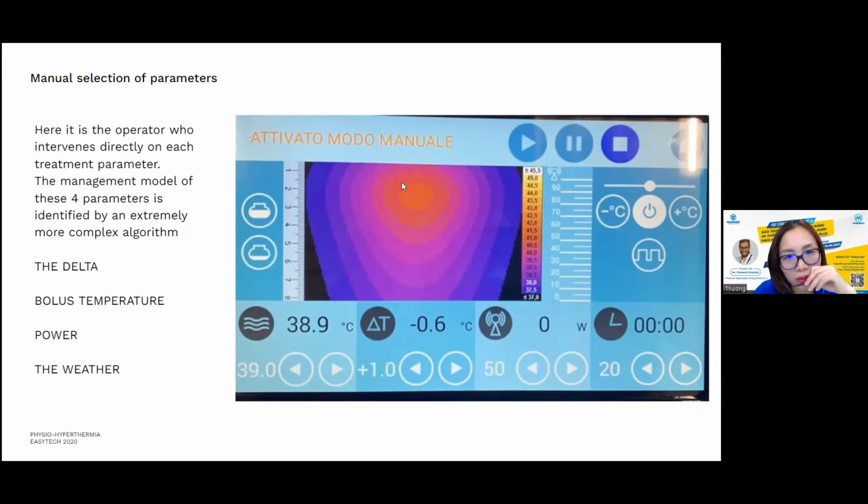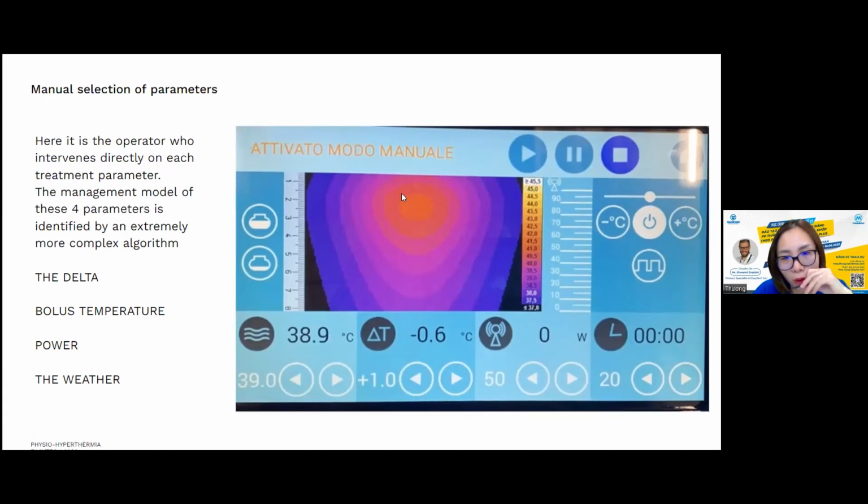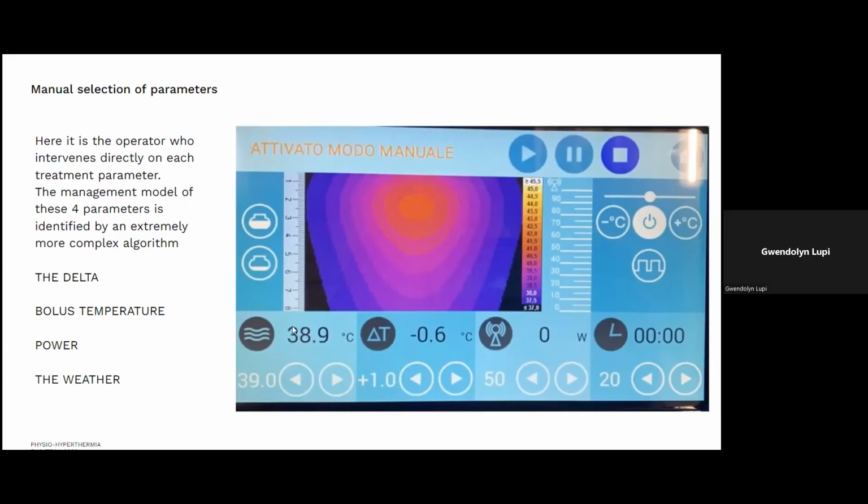Mrs. Lupi, can you explain in more detail about the four parameters in the next slide? Yes. So the first thing I think important is to explain the delta. What is the delta? What is it for? The delta is the temperature difference between the skin and the water bag.